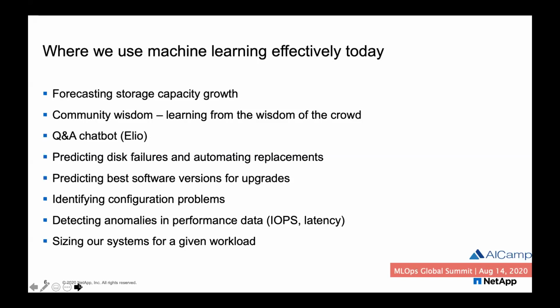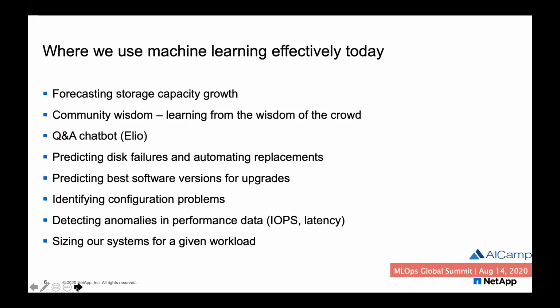Third fairly straightforward thing we do with all the data we have is, we have a chatbot called Elio that's available on our customer support site. And you can ask it basic questions like, how do I configure a volume? How do I back it up, and things like that? And it can extract that information from documents. So these are all, I'd say, fairly straightforward things. You'll see variations of this in the industry. And then we do a few more complex things.